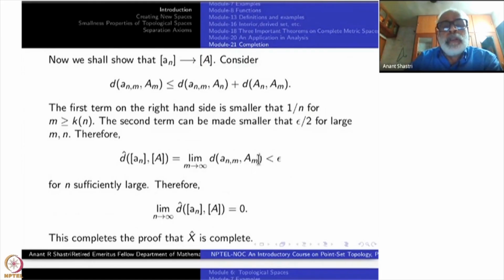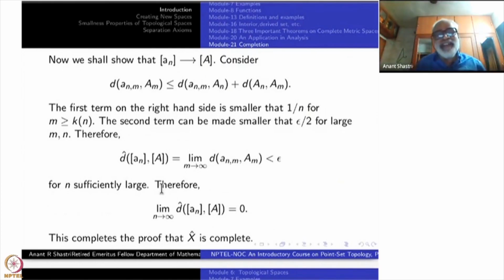Each term is less than epsilon, so after a certain stage the limit will also be less than epsilon. This applies when n is large enough, because I have an n here. This is epsilon by 2. I have to make this less than epsilon by 2 to make it epsilon. So n must be large enough. How large? 1 by n should be less than epsilon by 2.